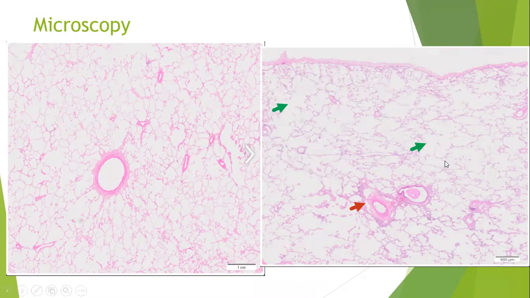The green arrows are pointing towards what are called the pores of Kohn. Normally, adjacent alveoli are joined together by the pores of Kohn. In emphysema, the pores of Kohn become so wide that you can see the gaps right in between. What is the green arrow pointing at? It's pointing at a gap. These are the gaps between adjacent alveoli that become so large that it seems like the septa are floating in air.